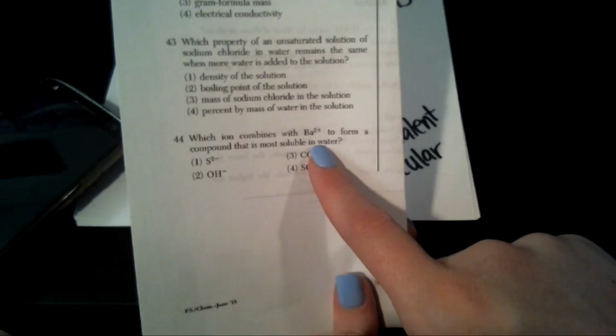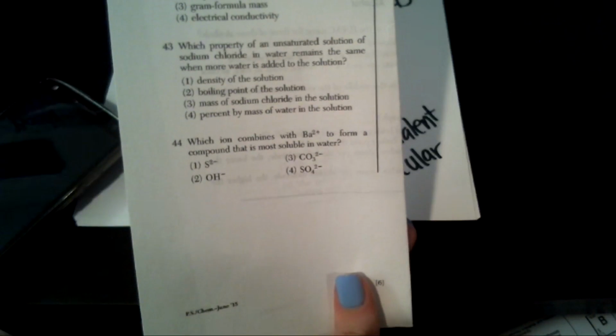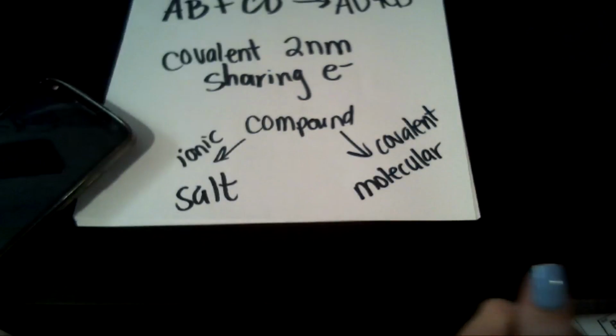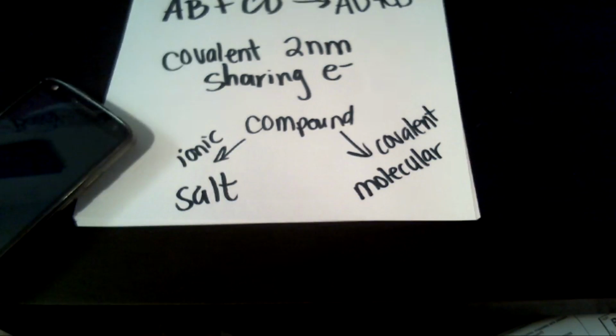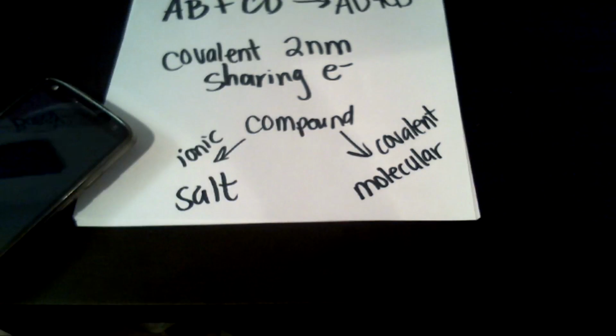44. Which ion combines with barium to form a compound that is most soluble in water? Which combines with barium plus 2 to form a compound that's most soluble in water? Solubility should send you directly to table F. Okay. On table F, we are looking for something that is soluble. Oh, this is kind of a pain in the neck. We have to look up all of these.